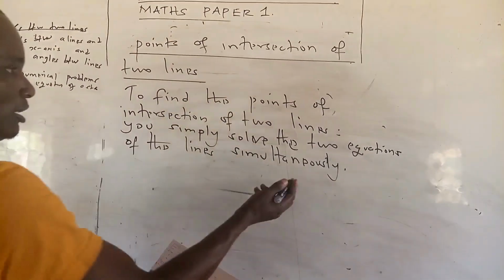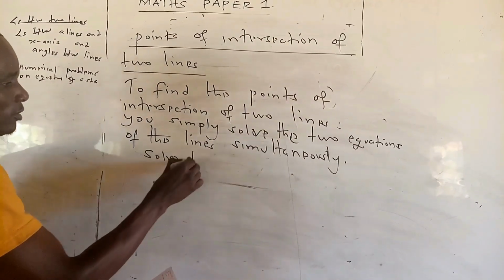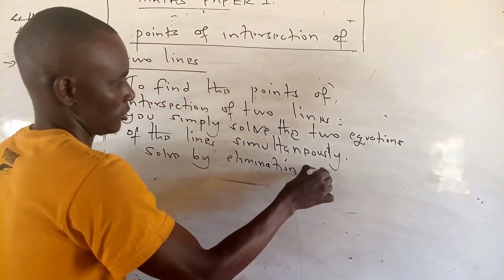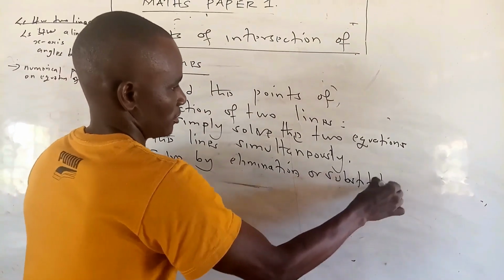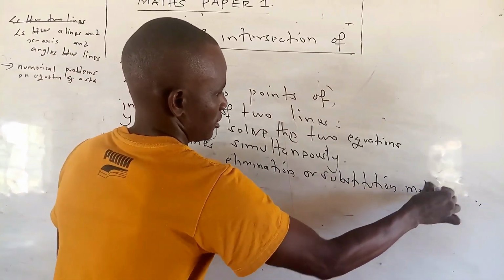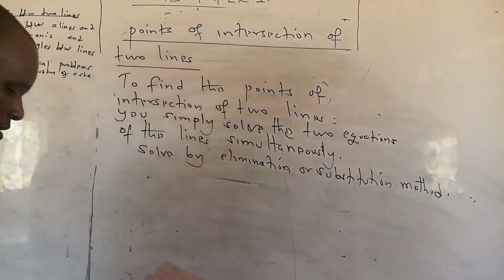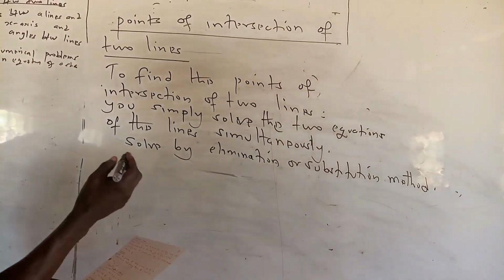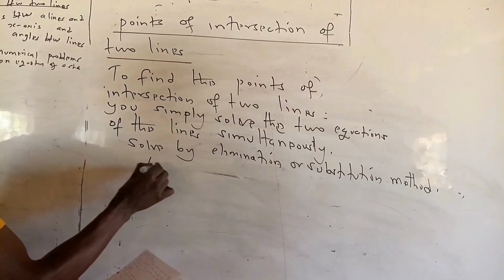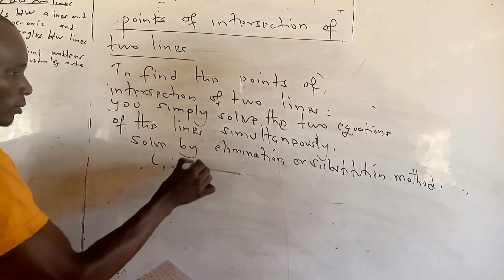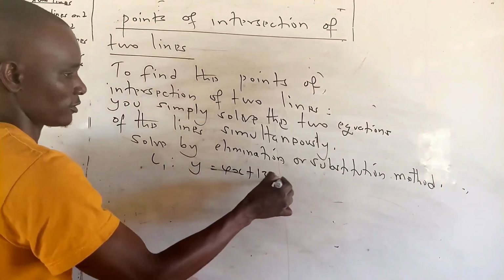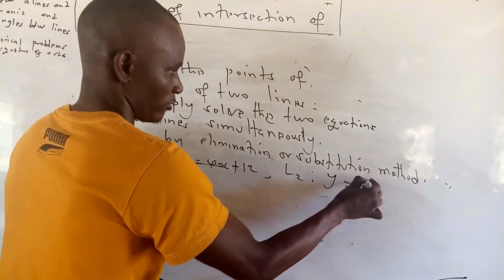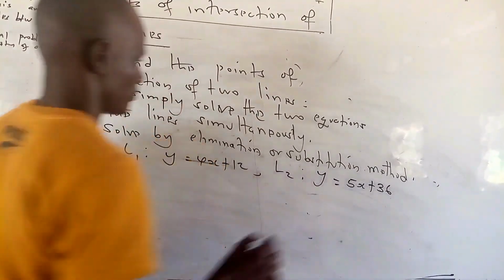This simultaneously means you can either solve by elimination method or substitution method. Let's say if you want to find the point of intersection of two lines, let's say we have L1 as y is equal to 4x plus 12 and L2 as y is equal to 5x plus 36.